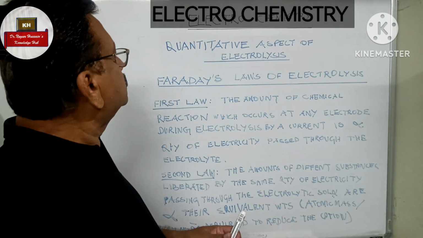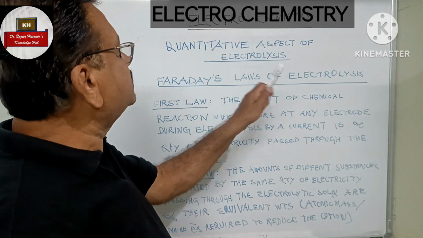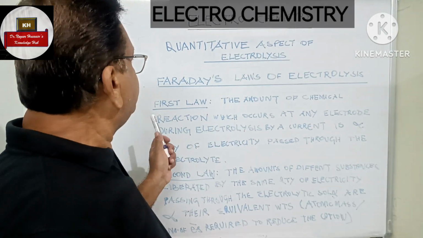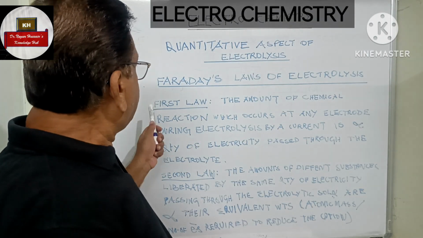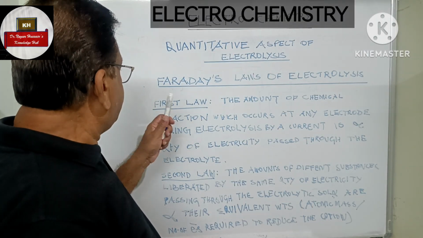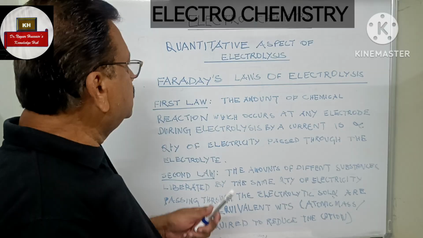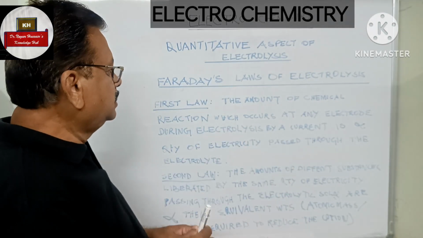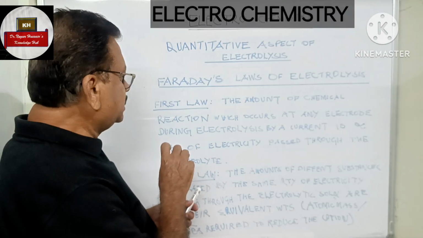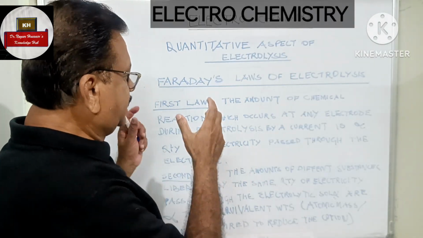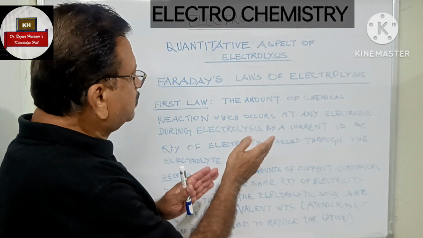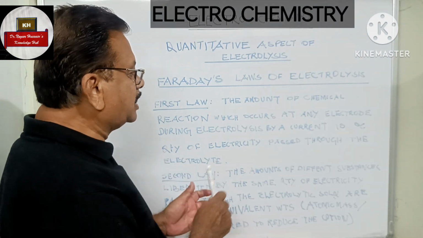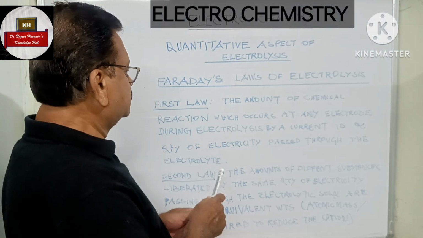Dear students, next we will see the quantitative aspect of electrolysis, which is defined by Faraday. Faraday postulated 2 laws. The first law says the amount of chemical reaction which occurs at any electrode during electrolysis by a current is proportional to the quantity of electricity passed through the electrolyte.